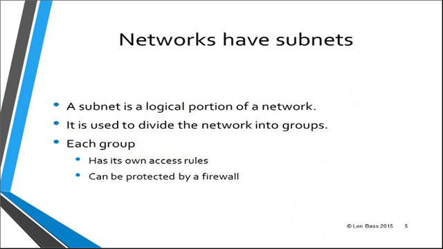Networks have subnets. When you set up your EC2 assignment, one of the things that's implicit, if you use the wizard you didn't have to worry about it, is that you're on a subnet. And a subnet is essentially a logical portion of a network that looks like a total network. So it's used to divide the network into groups, and each group can have its own access rules, can be protected by a firewall, and so on. So each group looks like a network.